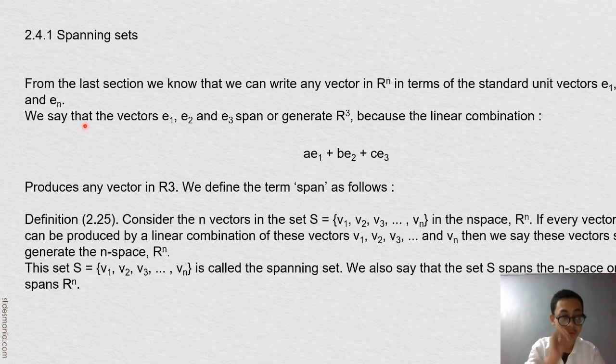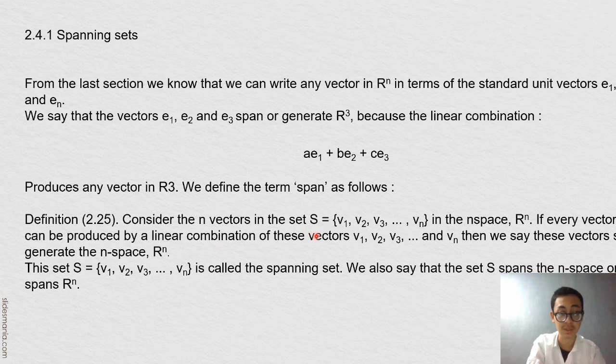Basis and spanning. From the last section, we know that we can write any vector in R n in terms of the standard unit vectors a1 up to an. We say that the vectors a1, a2, a3 span or generate R cubed because the linear combination a·a1 plus b·a2 plus c·a3 produces any vector in R cubed. We define span as follows.